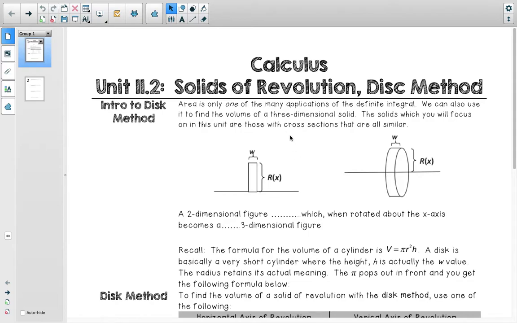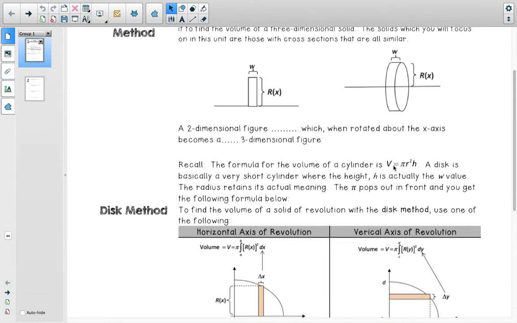We can use integrals to find volume of three-dimensional graphs by doing what's called a solid of revolution. And there's two different methods, and this is the disk method, and the next one we'll do the washer method. So basically what happens is, say if you have like a rectangle like this right here, if I take it and I rotate it, it would look like a disc, right? Like kind of like a coin, and that's kind of what they're talking about. So it becomes a three-dimensional figure, and that's why you can find the volume.